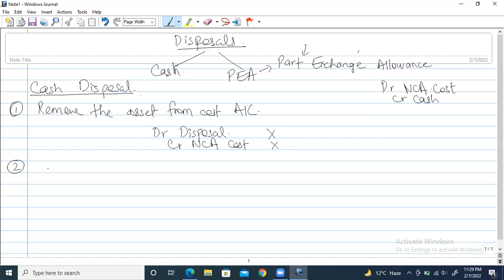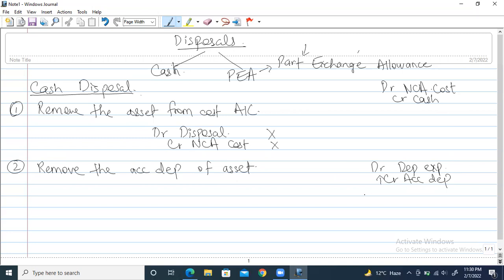Now for the second step, obviously we might have charged some depreciation over the years that the asset is used, so we have to take that out as well. The second step is to remove the accumulated depreciation of the asset. Now remember, when we added accumulated depreciation, what entry did we make? We debit depreciation expense and we credit accumulated depreciation. And I also told you that accumulated depreciation is increased on the credit side, right?